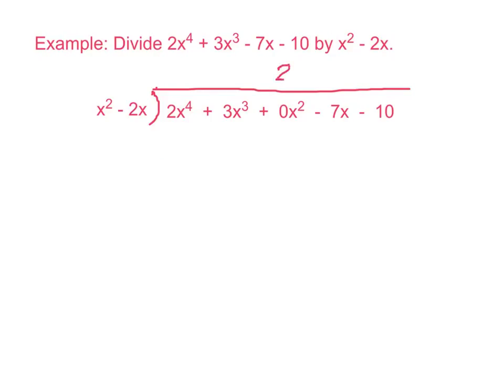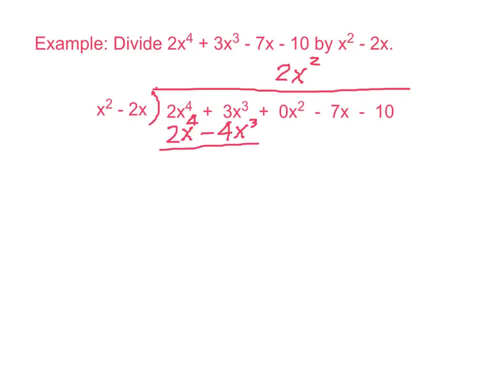So we got 2x squared. Okay, now we're going to multiply. 2x squared times minus 2x is minus 4x cubed. So that goes under the x cubed term. So we got minus 4x cubed. Then the 2x squared times x squared becomes 2x to the fourth, and that goes under the x to the fourth term. Now we're going to subtract.